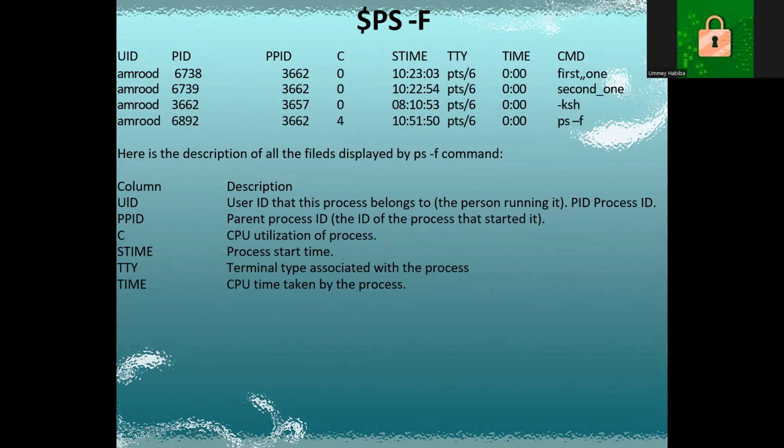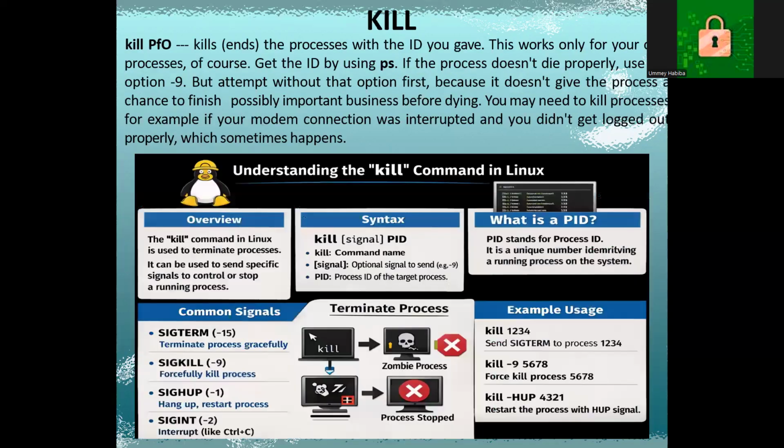Now we are moving to the next command, that is the kill command. The kill command in Linux is used to send signals to running processes. Most commonly it is used to terminate them. In a Linux system, every program that is running is called a process, and each process is identified by a unique process ID.